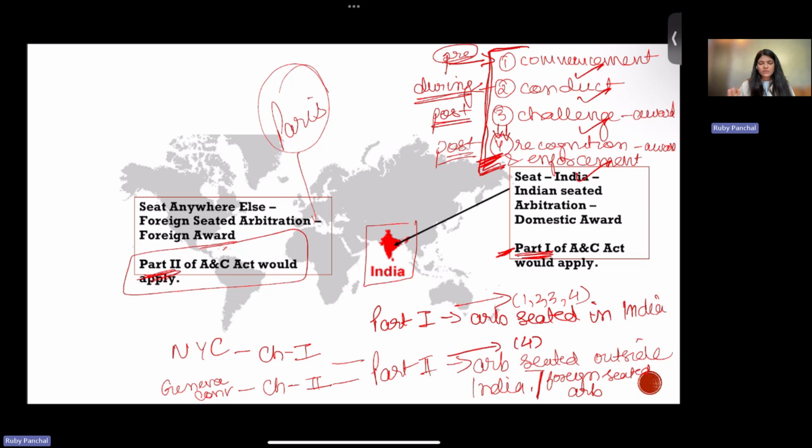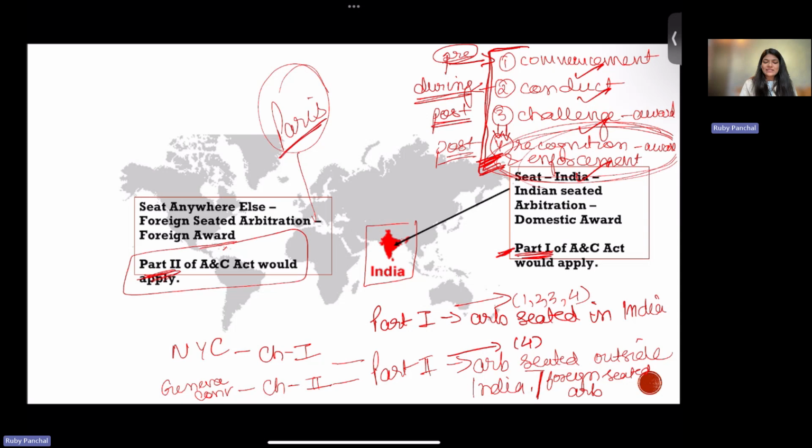So again, I would like to discuss the interplay or the functioning of these two chapters, and how the New York Convention has overtaken the Geneva Convention, in another video because there's a completely separate explanation to that. Right. So Part 2 essentially lays down provisions which are a result of India signing the New York Convention. And Part 2 provides for recognition and enforcement of the award.